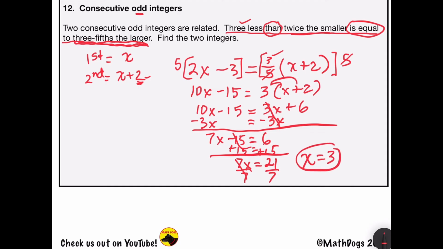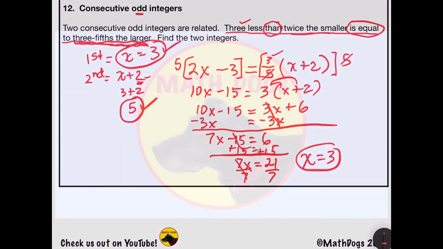So my first integer x is equal to 3. My second consecutive odd integer will be 3 plus 2, which would be 5. So my first consecutive odd integer is 3, and my next consecutive odd integer is 5.